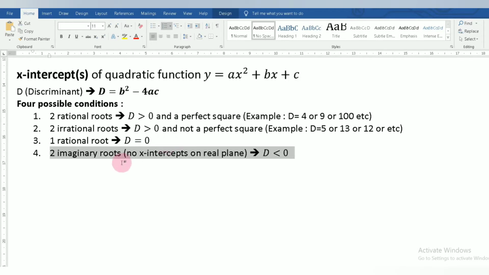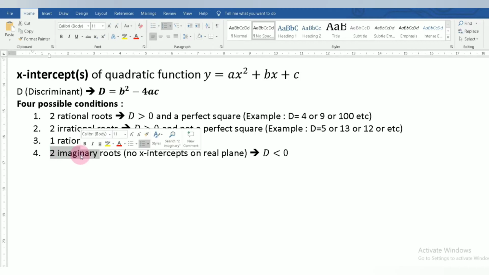And the last one, there will be actually no x-intercept on the real plane. But of course we have to accept that actually there are two different imaginary numbers for your x-intercept. So on the graph we can say there is no x-intercept, but we still accept that the values themselves will be imaginary numbers. We will go further into this in later sections. The condition that must be satisfied is that the value of D is less than 0.